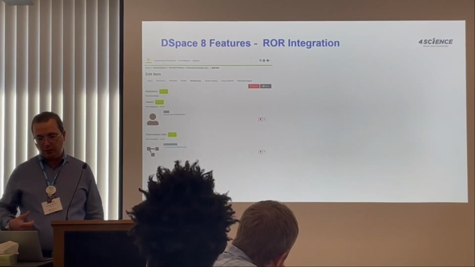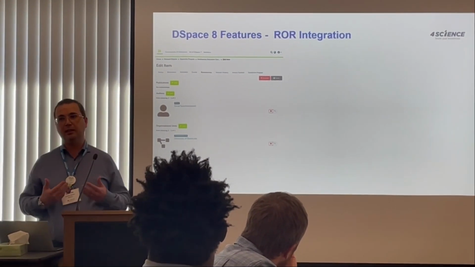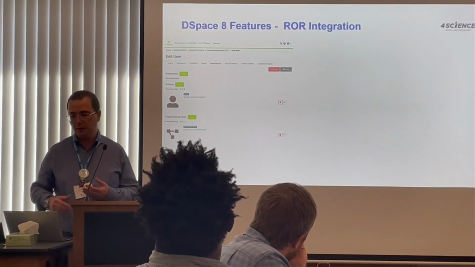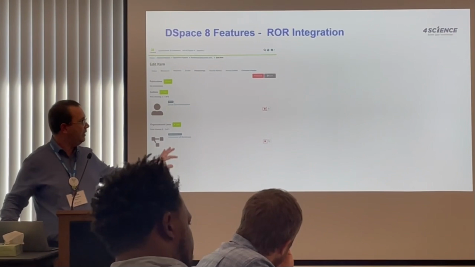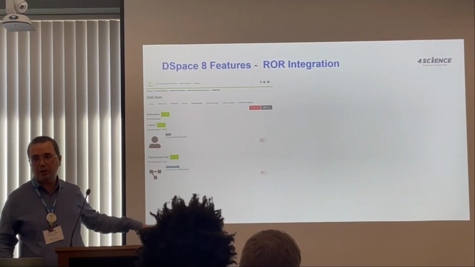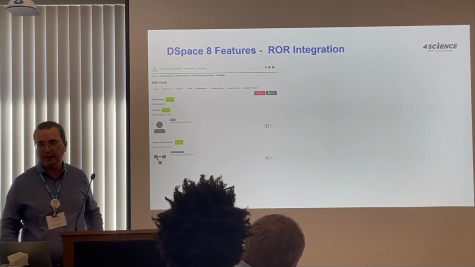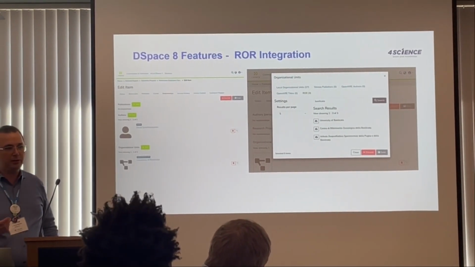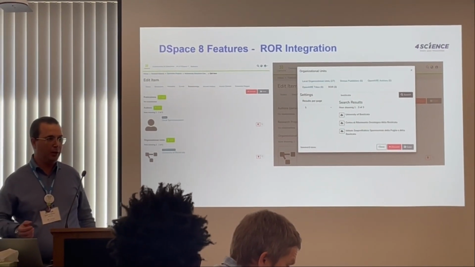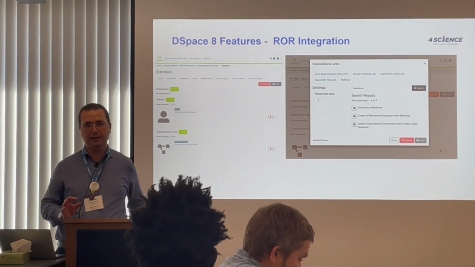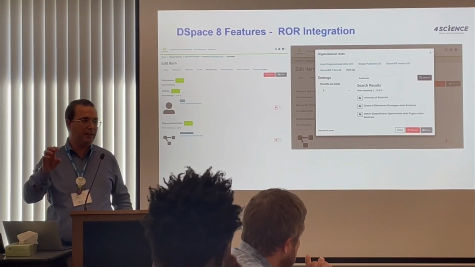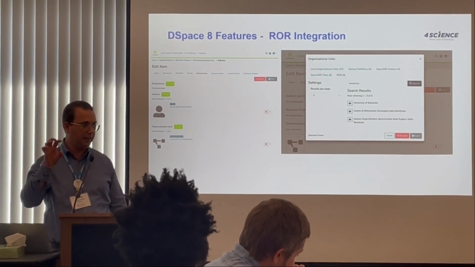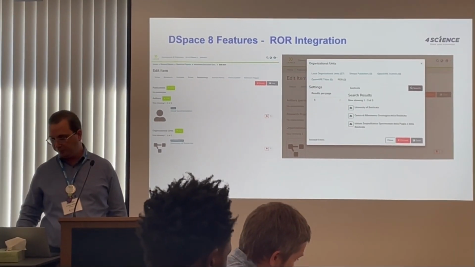So what is the feature? Basically, when you edit an item, you can look up an organization in ROR. This can be done in the edit item when you manage the relations in DSpace 8. If you try to add an organization, you can perform a search, and you can import from the data of your university. More importantly, you will import the ROR ID. This ROR ID will stay attached to the organization unit entity that will be created in your repository.